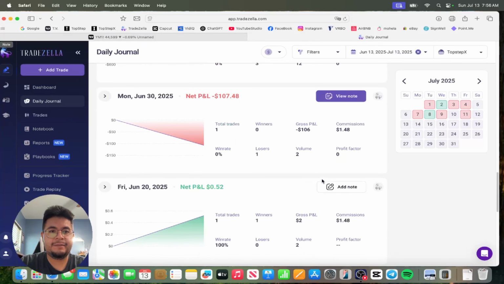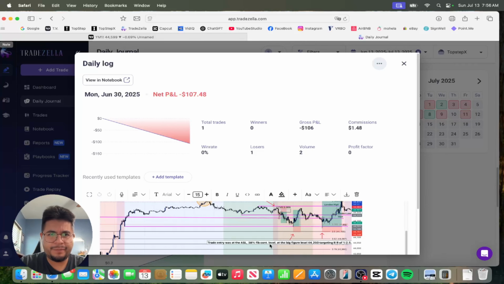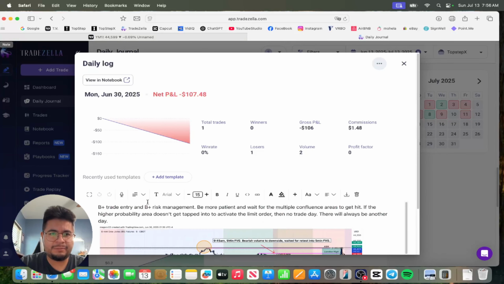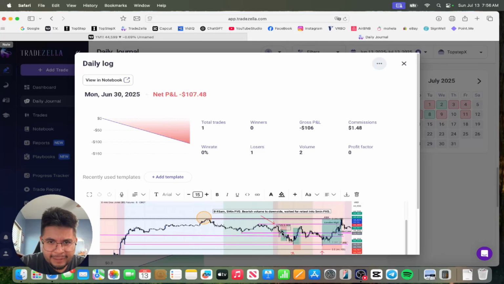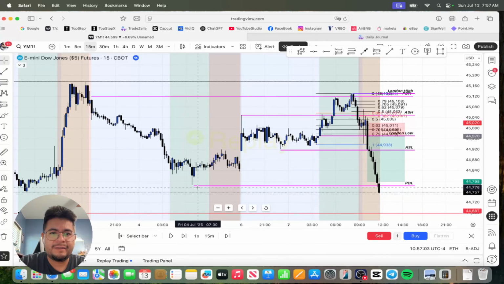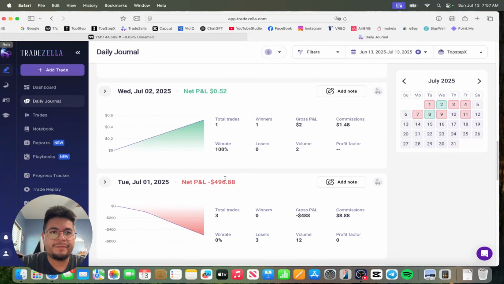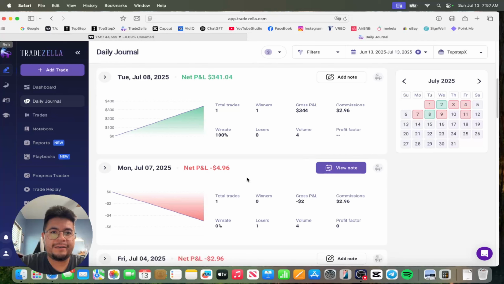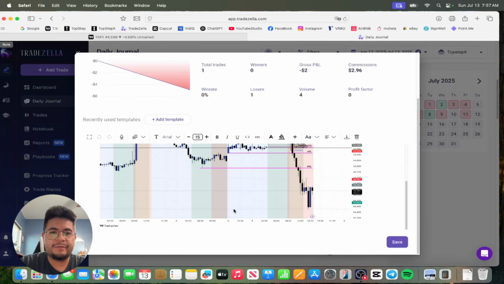Go to Monday, view note. Okay, so this was June 30th. I think this was B entry, more patient, confluence, areas hit, higher probability. 9:45, 5-minute fair value gap. Wait, this is July 4th. Okay, so this was an earlier date. Where's July 4th? Right there. Okay, July 7th, actually. July 7th. View note.